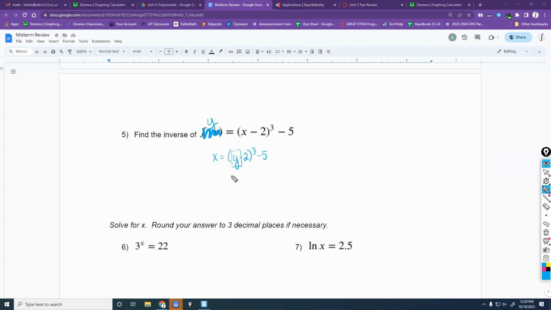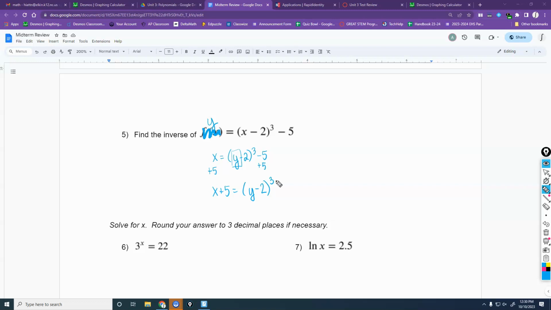So, Addie, what's the first thing we would do? Yes, perfect. We would add that 5. So that gives us x plus 5 equals y minus 2 to the third. How do I get rid of that cube? That's what's got to go next.